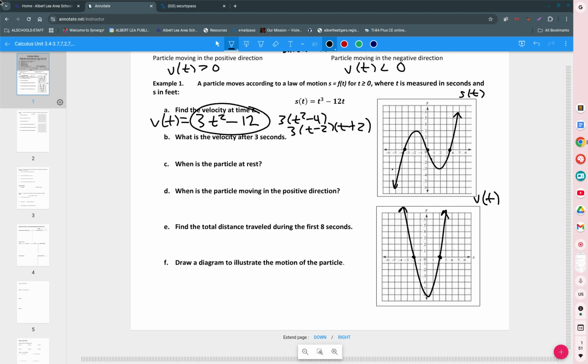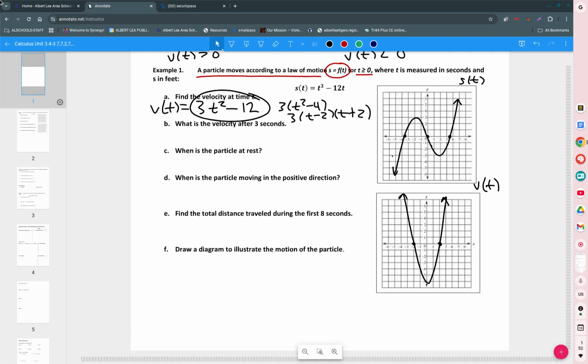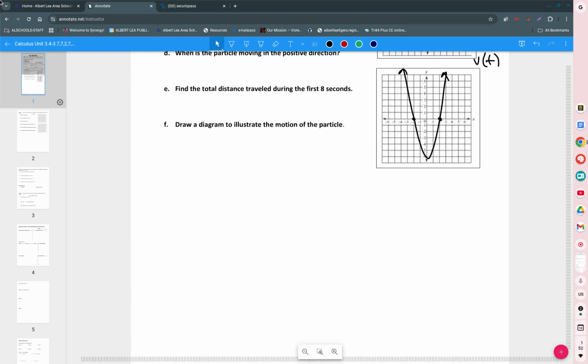So this is my velocity function. I want you to notice that in the instructions it does say the particle moves according to the law of motion s equals f of t for t greater than or equal to 0. That means that time is only positive. We're not talking about negative time. And so we won't talk about negative time really at all. So let's look at this piece right here. You tell me, is the velocity positive or negative?